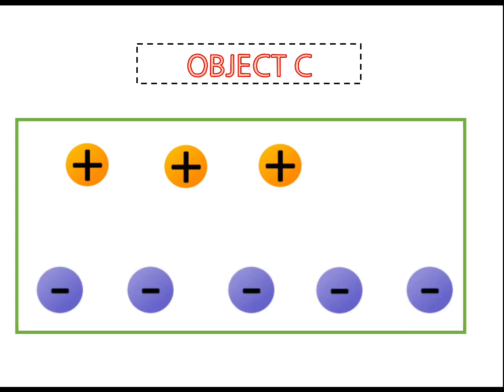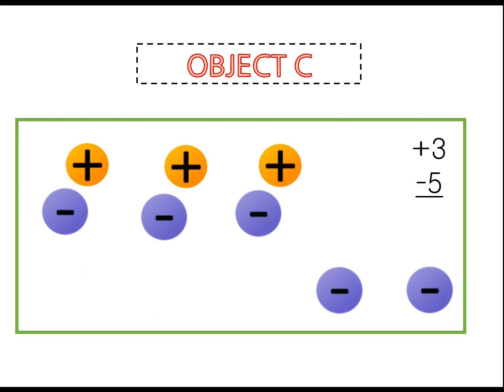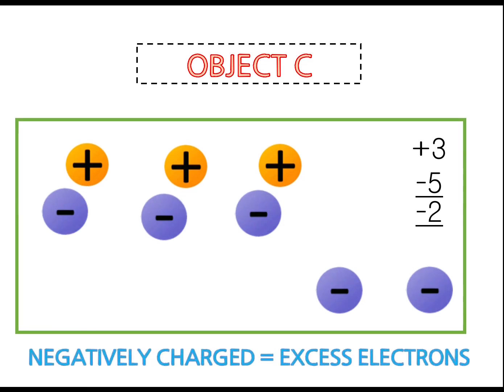Object C, there are 3 positive charges, that is +3. There are 5 negative charges, that is -5. The 3 negative charges will be attracted to the 3 positive charges, leaving 2 negative charges. Therefore, the net charge of this object is -2. We refer to this object as being negatively charged because it has excess electrons. That indicates it has more electrons than protons.